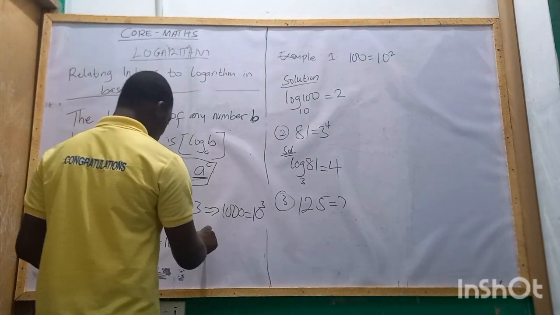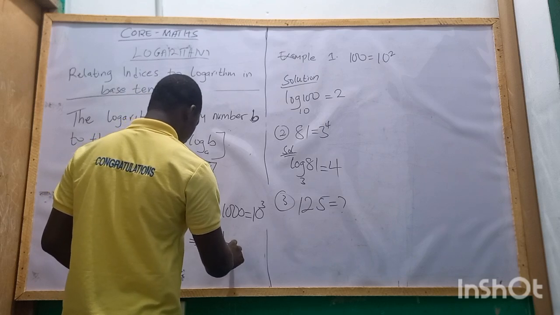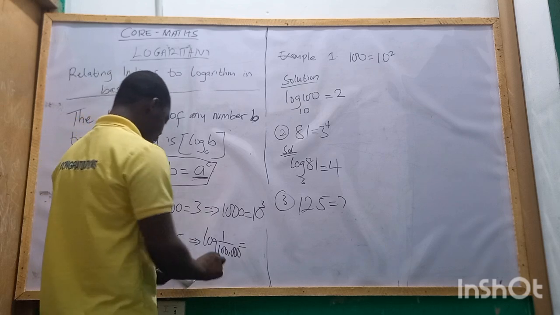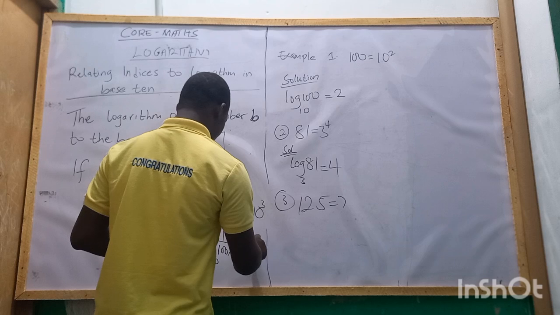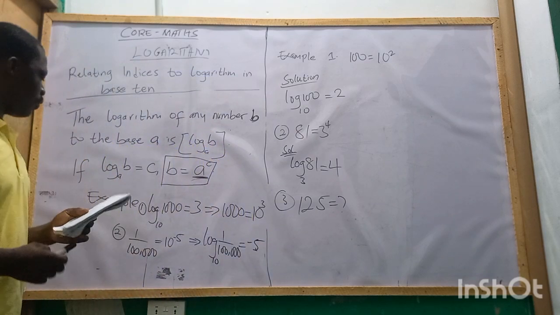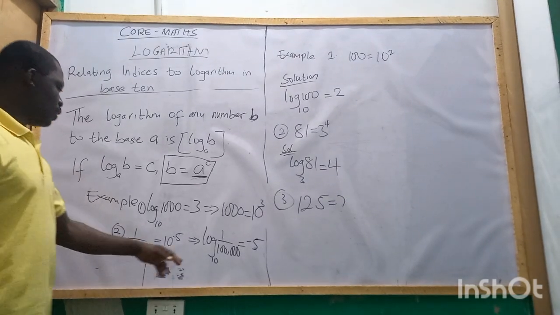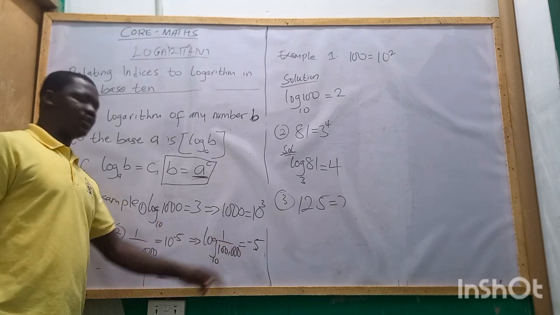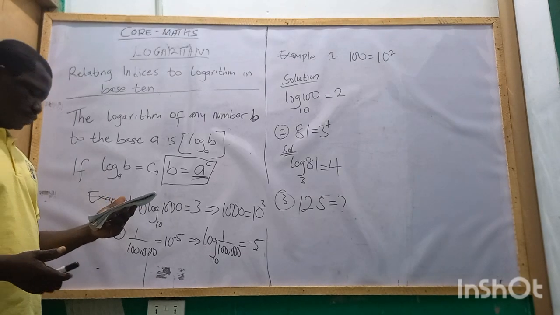So I'll have log 1 over my base. This is the base, so I'll write it over here as my base. Then I'll bring my -5 to the right hand side. I'm done. So writing 1 over 100,000 is equal to 10 exponent -5, I'll get log of 1 over 100,000 to the base 10 equals to what? -5.